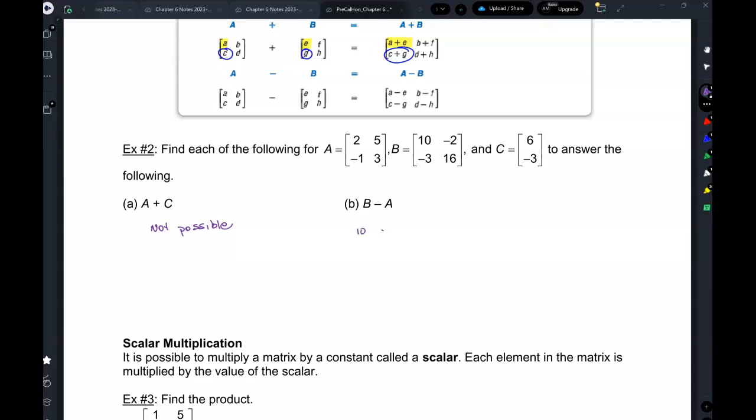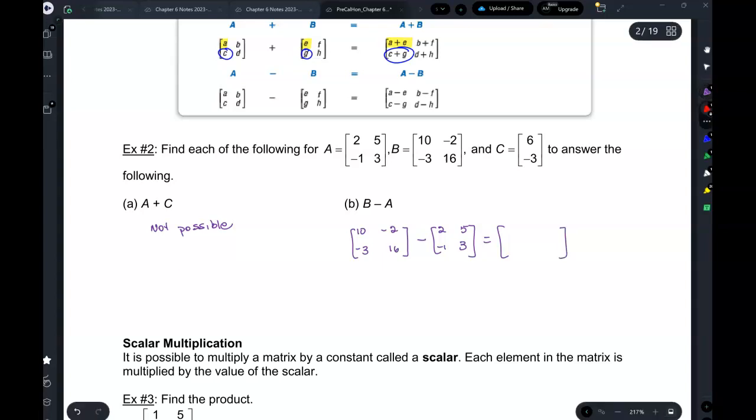This is B. I'm just going to rewrite them. It takes a couple of seconds to rewrite them, but it's so worth it because then you don't make a mistake. So B minus A. So here we go. This is a 2 by 2. This is a 2 by 2. My answer is going to be a 2 by 2.